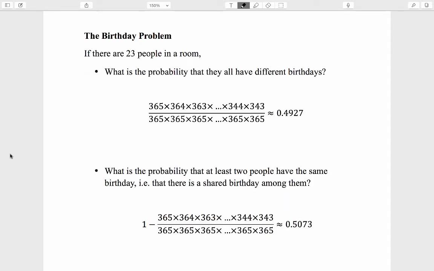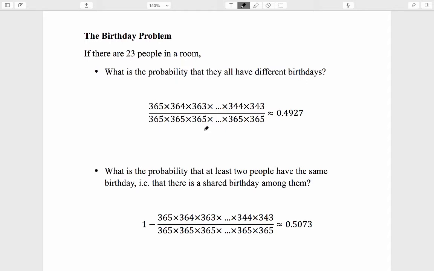Last time we were discussing the birthday problem. For example, we worked out how to answer the following question. If there are 23 people in a room, what is the probability that they all have different birthdays? And then what is the probability that they don't all have different birthdays? That is, at least two people among them have the same birthday. That is, that there is a shared birthday among them. These are different ways of describing the complementary event to the event that they all have different birthdays.